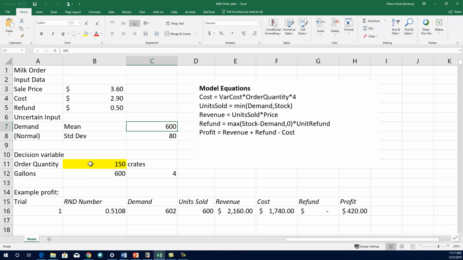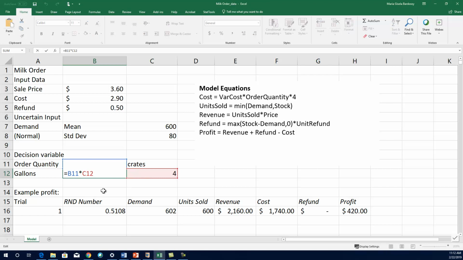So I'm going to start assuming that she's going to be ordering 150 crates, which equates to 600 gallons. So that is actually the stock. Okay, so to get that, I simply multiply 150 times 4, and it gives me the 600.